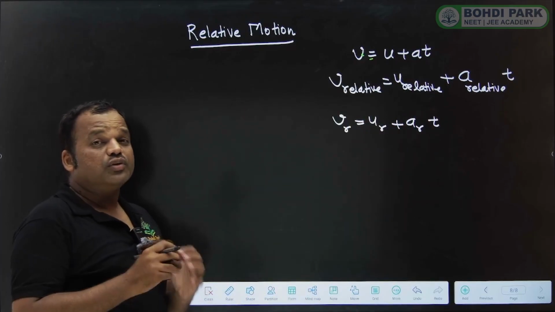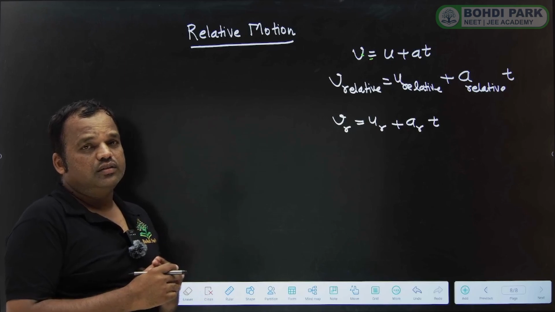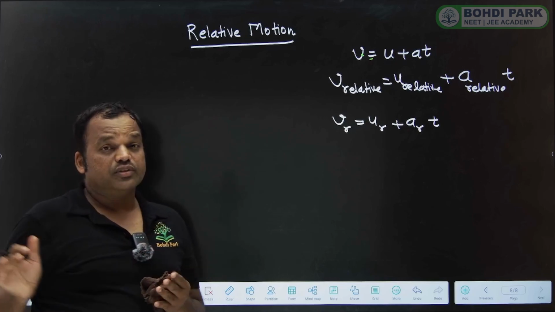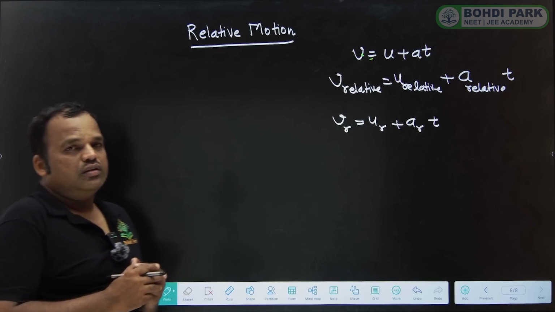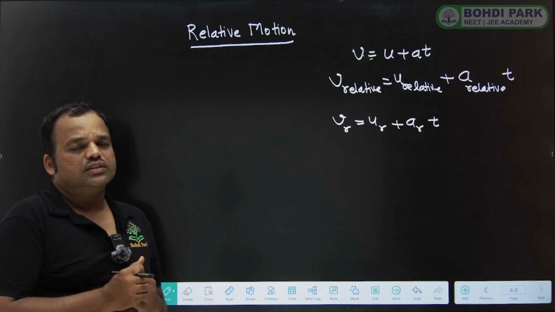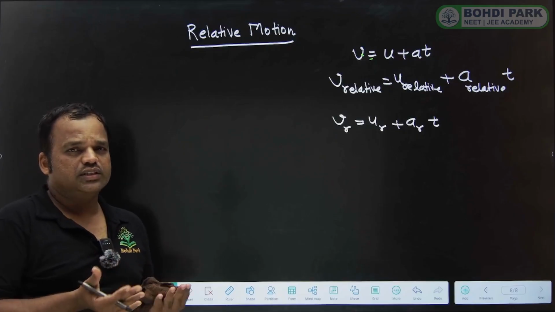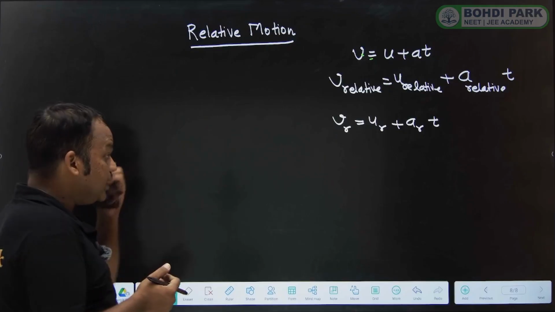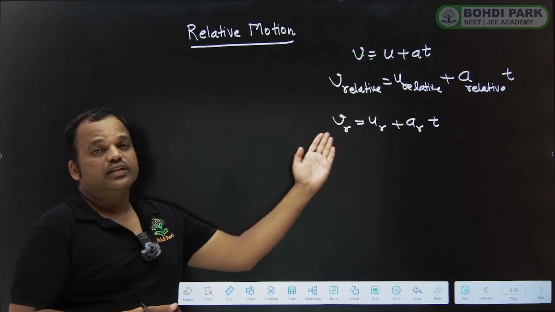So when we have two cars in a question, or one is a car and another is a motorcycle, they have different accelerations, they have different velocities. Then we have to find what is the relative velocity after some time.